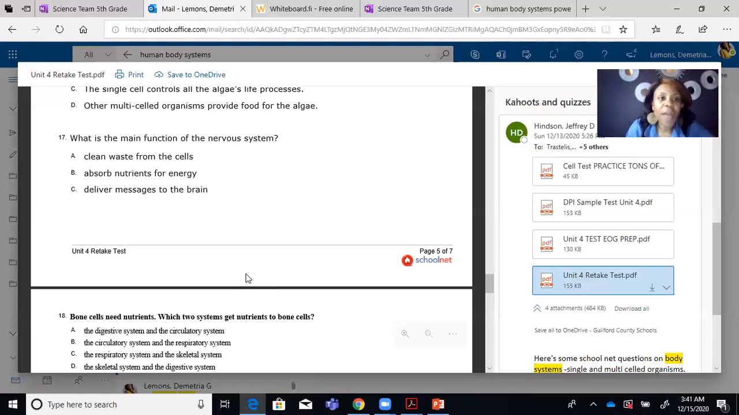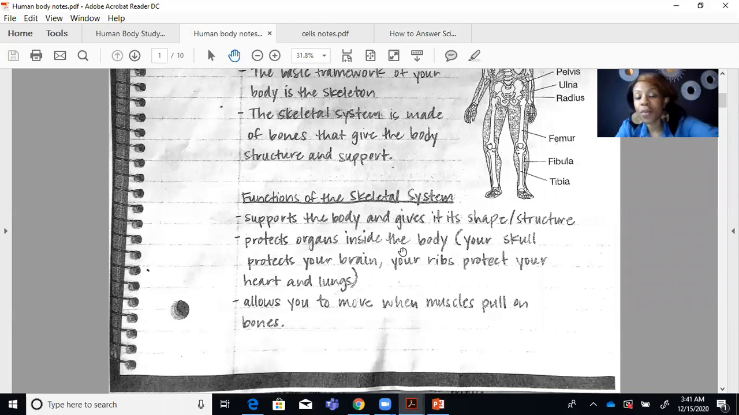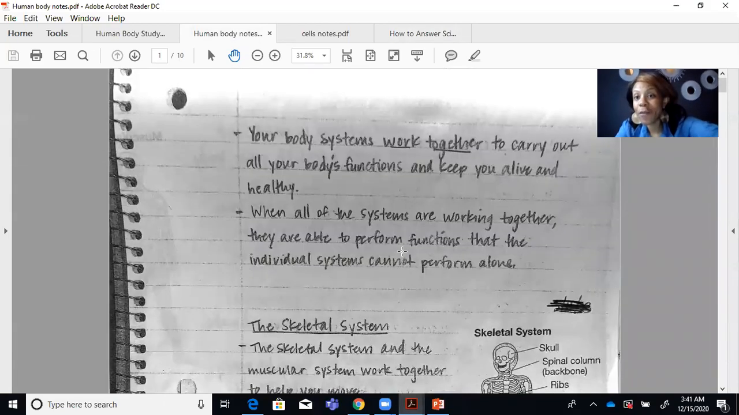So you have A, cleans waste from cells. No, cleaning waste sounds like the digestive system. That has nothing to do with the brain and the senses. B, absorbs nutrients for energy. Absorbs nutrients is definitely the digestive system. I don't remember this stuff, Miss Lemons. We'll go back to your human body notes and take a little refresher.